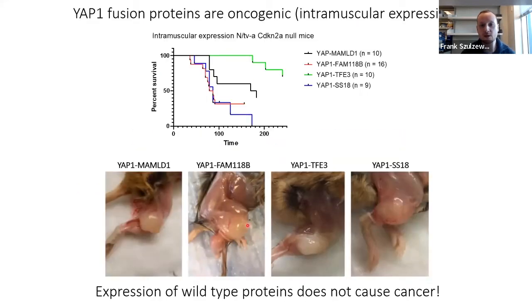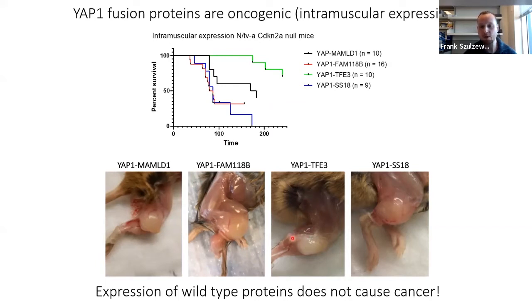And we used our RCAS-TVA system, which is a system for somatic cell gene transfer. And we were able to basically express these different fusions in nestin-positive cells in different locations in these mice. And these mice also have a CDKN2A null background. And here I'm showing data from hind limb injections or expression in the hind limb. And we can see that all 4 gene fusions that we analyzed are able to form tumors in these mice.